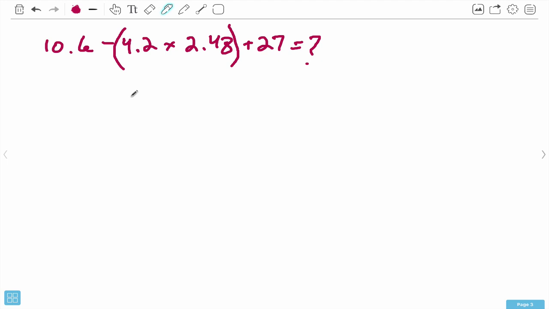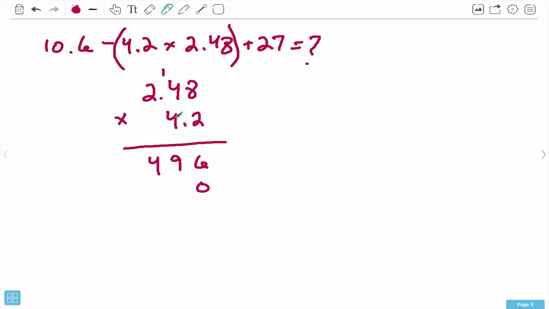So we're going to go 2.48 times 4.2. Remember, you don't have to have the decimals lined up. 8 times 2 is 16, carry the 1. 4 times 2 is 8, plus 1 is 9. 2 times 2 is 4, which gives us 496. Put a 0 here as a placeholder. 8 times 4 is 32, carry the 3. 4 times 4 is 16, plus 3 is 19, carry the 1. 4 times 2 is 8, plus 1 is 9.